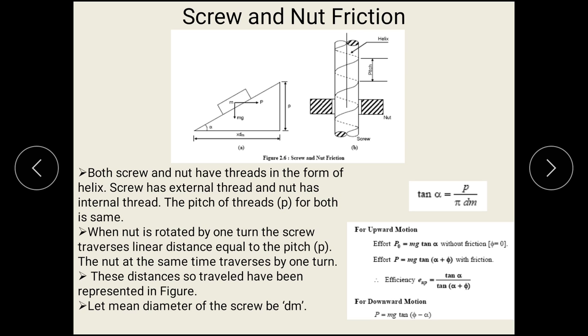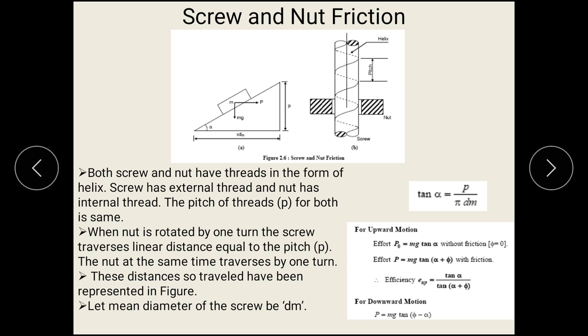The mean diameter of the screw is denoted by dm. We are going to consider one part of the screw. This is magnified here. We are going to find the tan alpha value. Tan alpha equals pitch by pi dm. Tan alpha equals opposite value, pitch, by adjacent value, pi dm. So tan alpha equals pitch by pi dm.